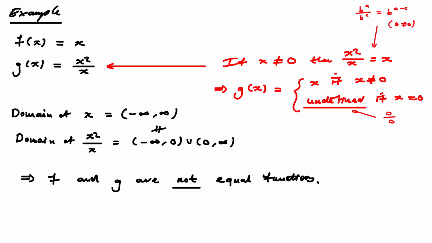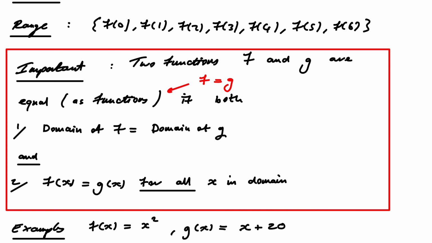When you talk about two functions being equal, it means their domains are identical and the outputs are exactly the same for every single input. It is not the same as saying f of x is equal to g of x for some x. It's got to be true for every x in the domain, and the domains have to be the same. So they've really got to be just totally and utterly identical in every way.